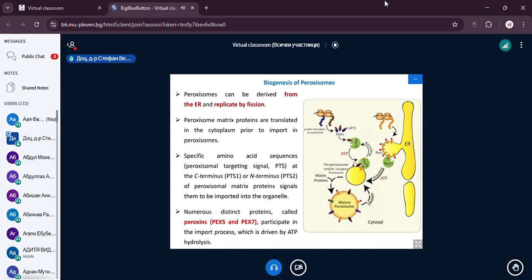Any questions about peroxisomes? Any questions?